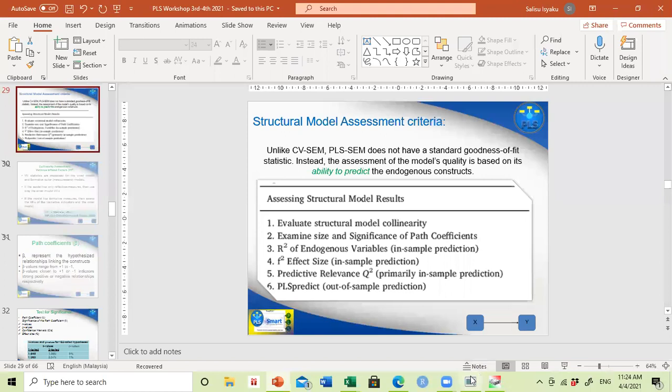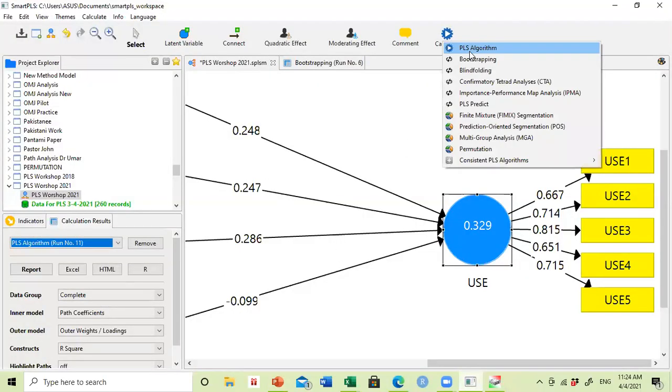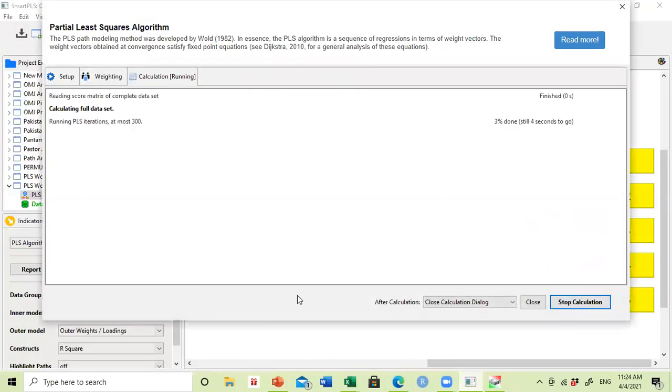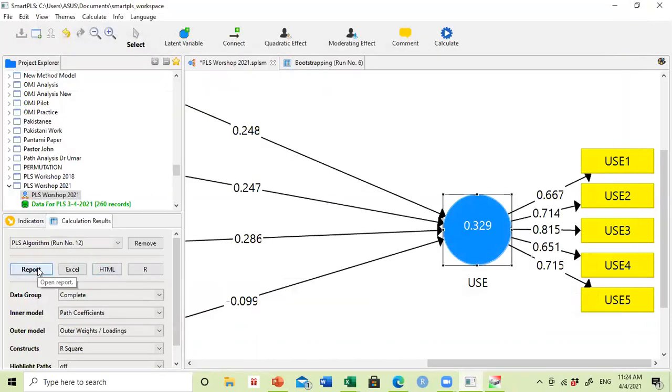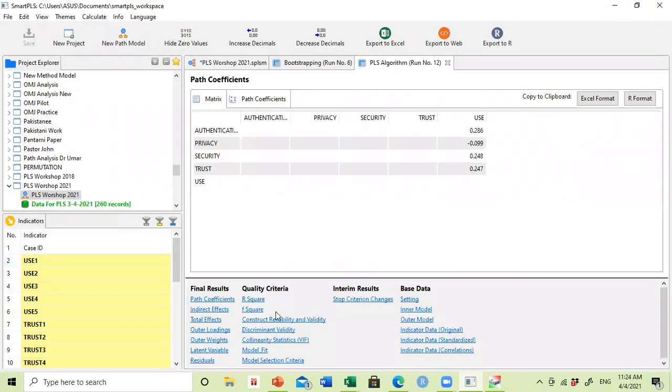All right, this is how. Now we run the PLS algorithm, go to start, click start, then you go to report. When you go to report, go to F square. F square is down after R square, then click it. This is where you will see the F square. The F square tells you the contribution of an individual IV to the R square, or to the DV in particular.